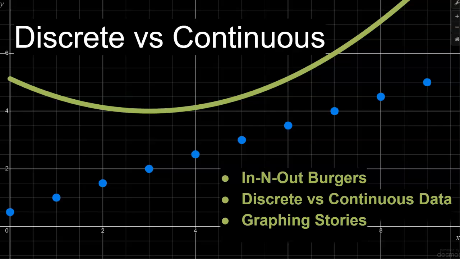Second is discrete versus continuous data. This is going to be in your slides, and I also pulled in one little GeoGebra application to use in that. And then finally, graphing stories. This is a classic Desmos activity, and it's a really good way to go back over some of the things they've been learning. So let's start with In-N-Out Burgers.